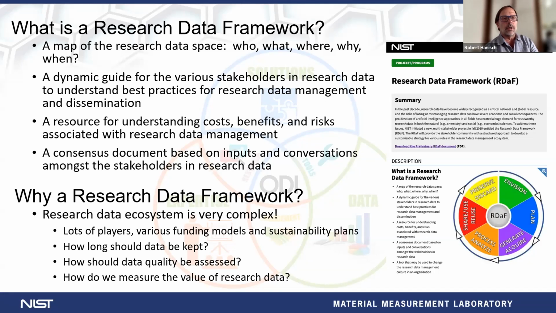We're trying to develop a dynamic guide for the stakeholders in research data to understand best practices, research data management, and dissemination. This is intended to be a resource for understanding costs and benefits and risks associated with research data management, particularly risks of not doing it well. But most importantly, it's a consensus document based on the inputs and conversations that we have amongst the stakeholders in research data.